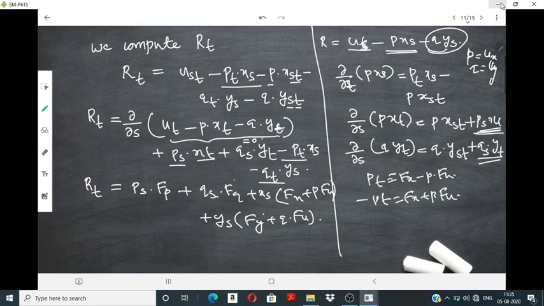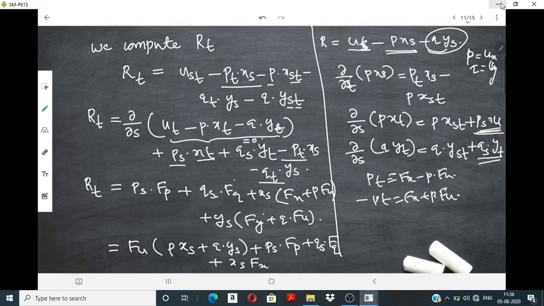Now taking fu terms outside, we can write it as fu into (p xs plus q ys), fu into (p xs plus q ys) plus ps into fp plus qs into fq plus xs into fx plus ys into fy.